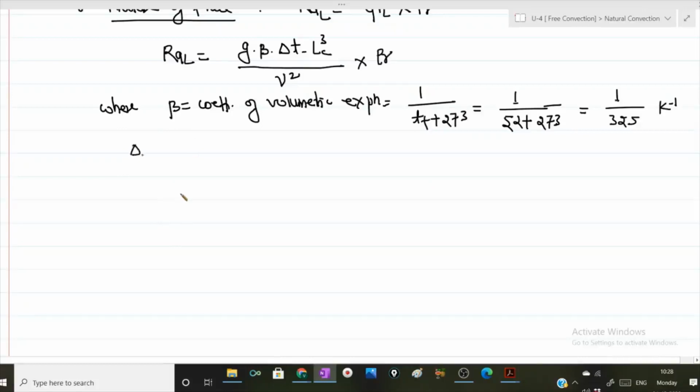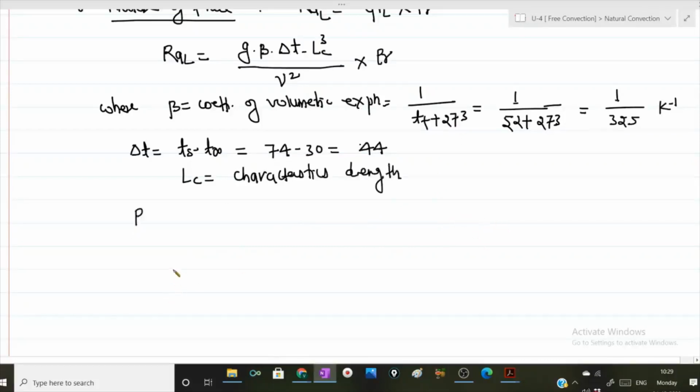And delta T is the temperature difference, positive temperature difference. Whichever is higher should be written first. 74 minus 30 is equal to 44. Okay. So after putting the value of all these things, and LC is the characteristic length, which will be different for different orientation of the plate.